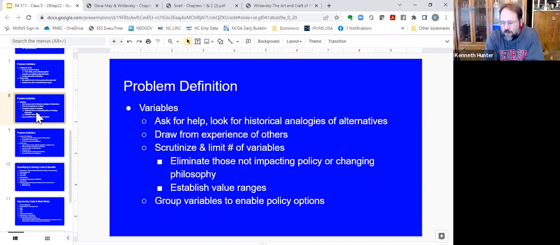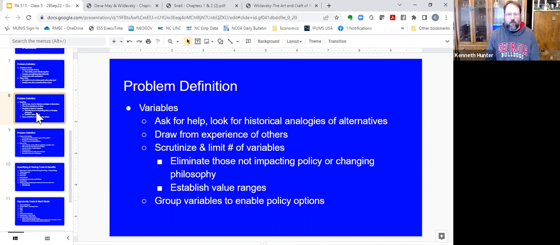So you want to make sure to eliminate those that do not impact the policy or necessarily change philosophy. You want to make it consistent with those variables that are tied. You want to eliminate those that are not necessarily impacting policy or that are changing philosophy. You want to make sure those are out.